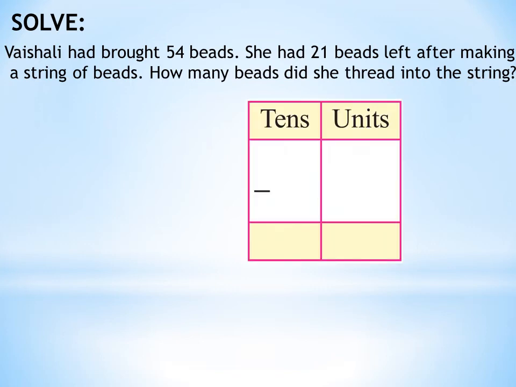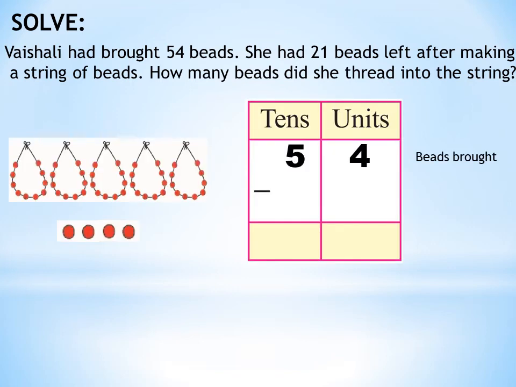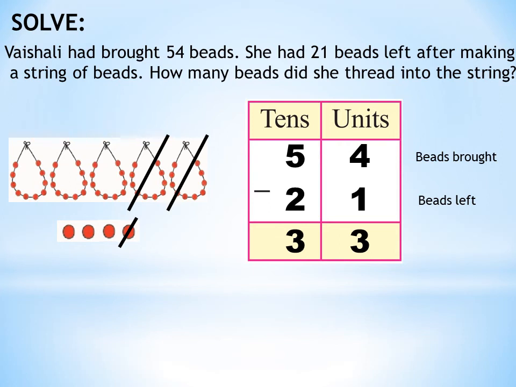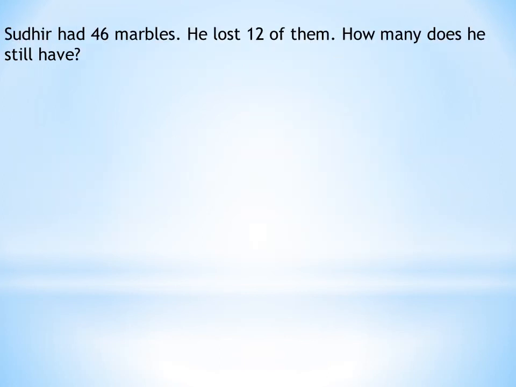So students, Vaishali brought 54 beads and after making a string of beads, 21 beads were left. So we will remove 21 beads from 54. So 4 minus 1 is equal to 3 and 5 minus 2 is equal to 3. So Vaishali threaded 33 beads into the string.